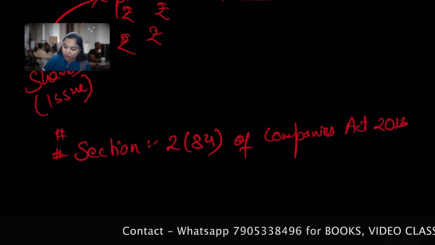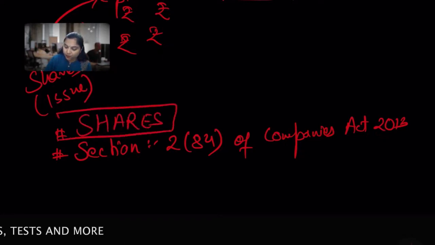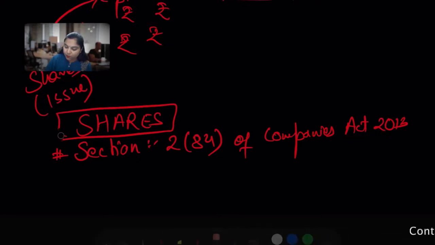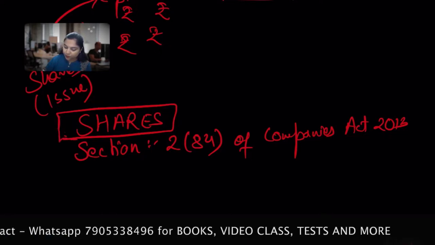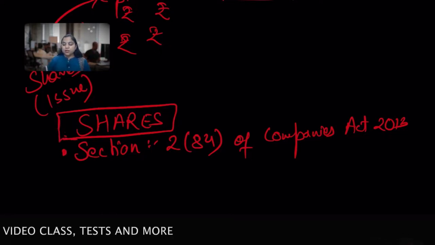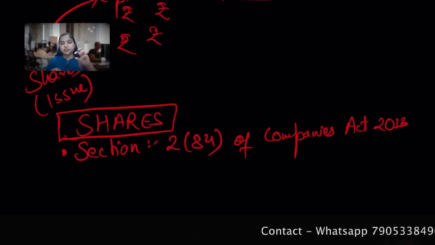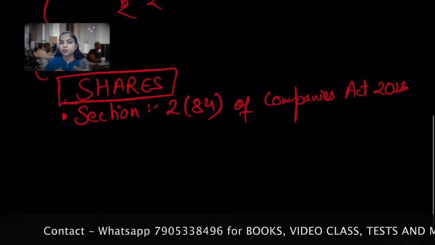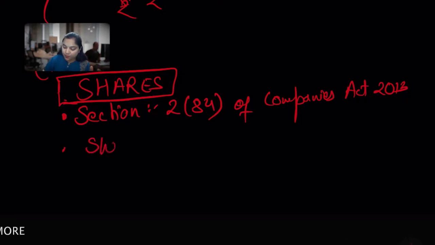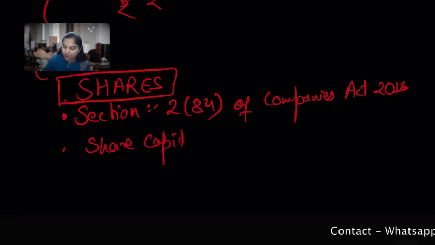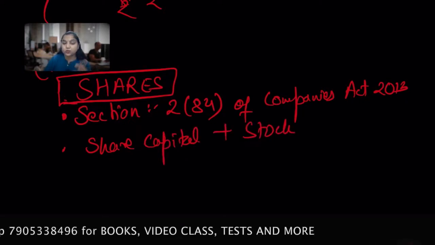Okay, so section 2 subclause 84 of the Companies Act 2013. Sorry, we are talking about the shares. As per section 2 subclause 84 of the Companies Act 2013, share means a share in the share capital of the company and includes stock. So it's a portion of shares in what? It's in the share capital plus stock of the company. So it's a combination of both.